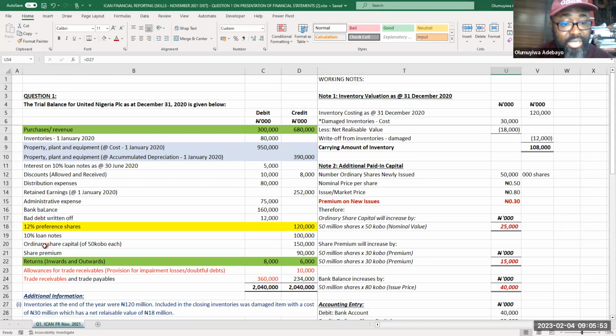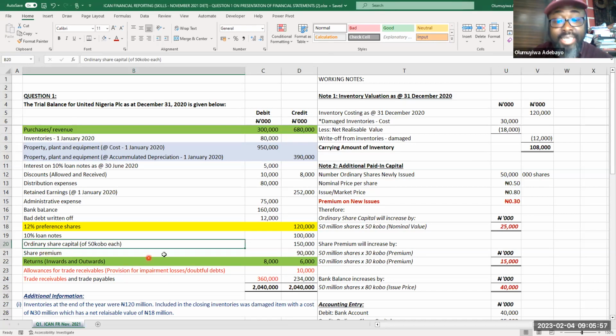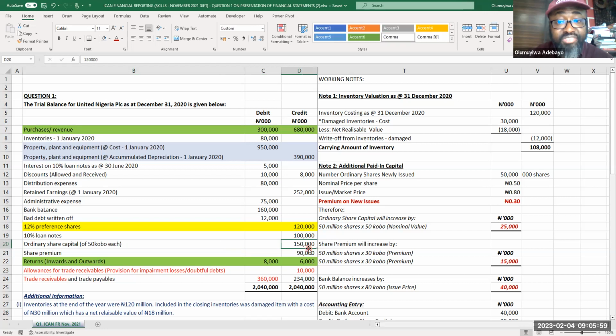Look at our share capital. They didn't give us number of shares existing, but they gave us that the share capital was 150 million when nominal price is 50 kobo. Who can tell me? And you can put it in the chat box. What is the number of shares that at 50 kobo will have given you 150 million? Who can tell me? I'm waiting for your answers.